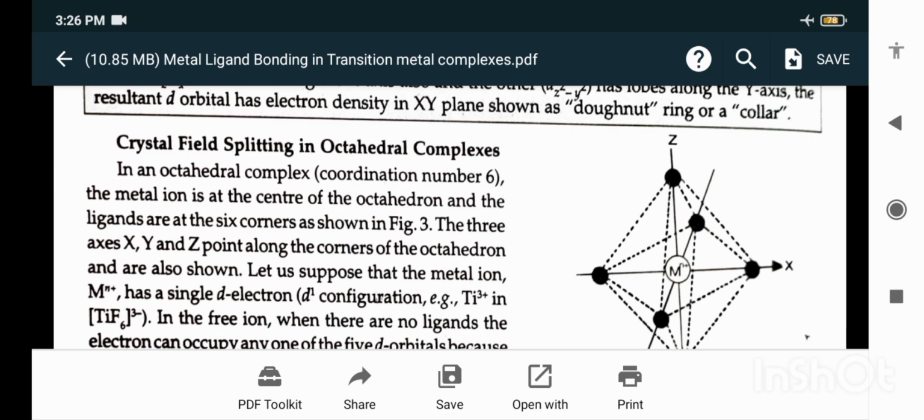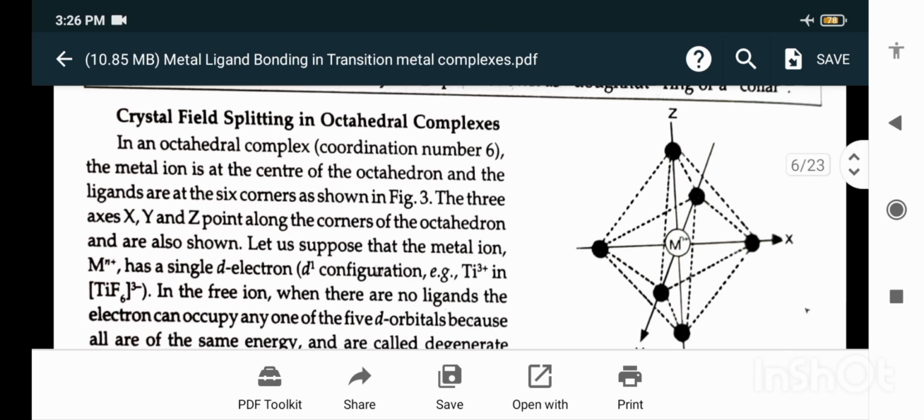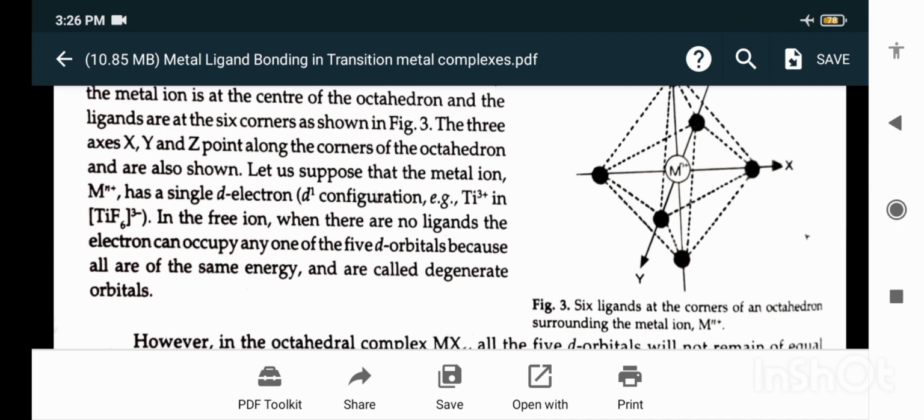In octahedral complexes, coordination number 6, the metal ion is at the center of the octahedron and the ligands are at the six corners. The three axes x, y, and z point along the corners of the octahedron and are also shown. Let us suppose that the metal ion has a single d electron, Ti3+ ion in the free ion. When there are no ligands, the electron can occupy any one of the five d orbitals because all are of the same energy and are called degenerate orbitals.